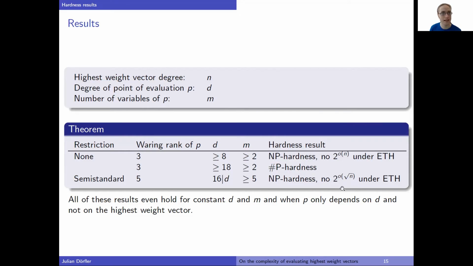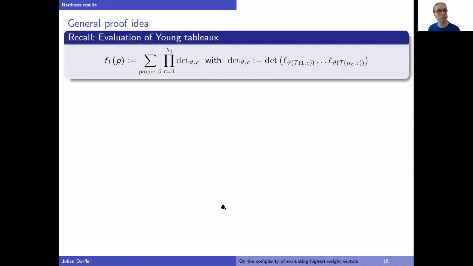So this is expected, and it would be rather unexpected to be able to improve this to 2 to the little o of n. In this case, we also have to get a bit of a higher Waring rank, but still only 5. So let's go over some general proof ideas here for this hardness.